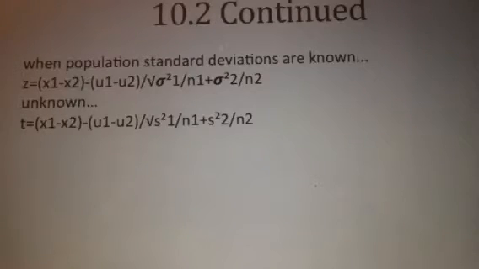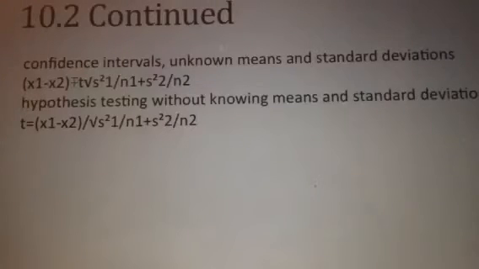When population standard deviations are known, we use Z, and below is the equation we use to find that. When they are unknown, we use T, and below is the equation to find T. For confidence intervals, when we don't know the means or the standard deviations, we use the equation below with T. For hypothesis testing, without knowing means and standard deviations, we find T with the equation below.